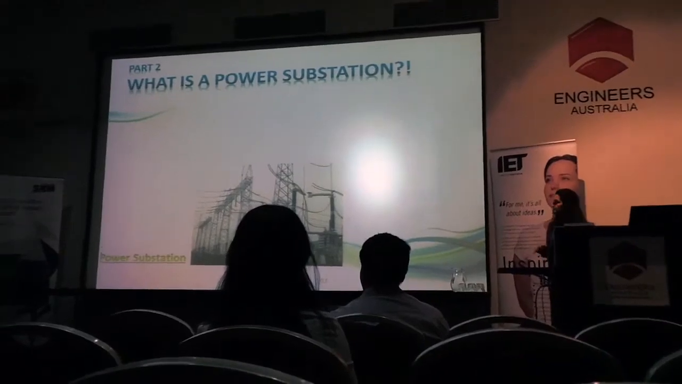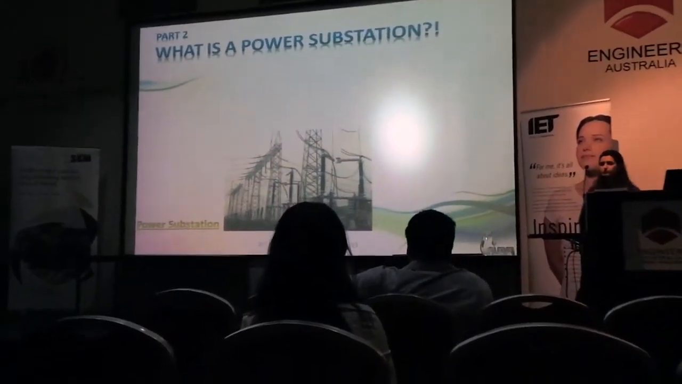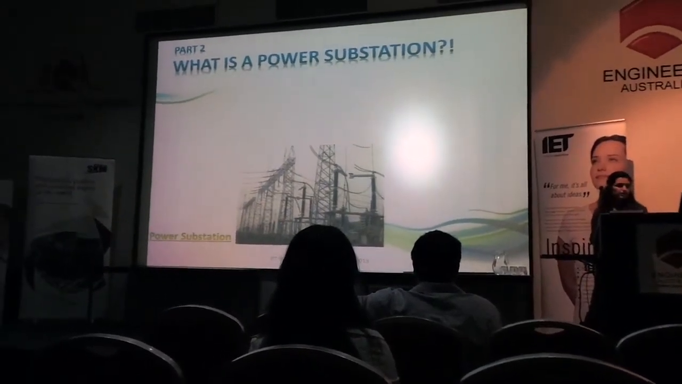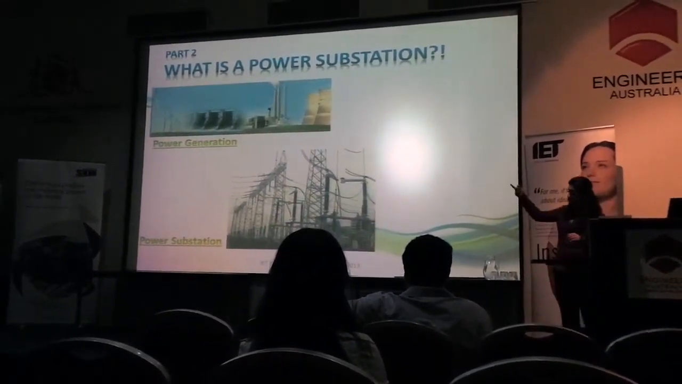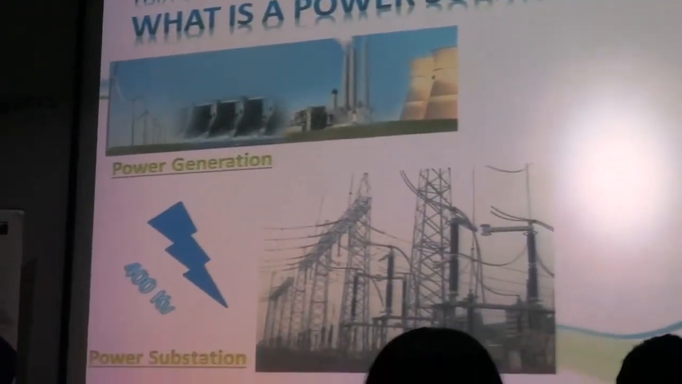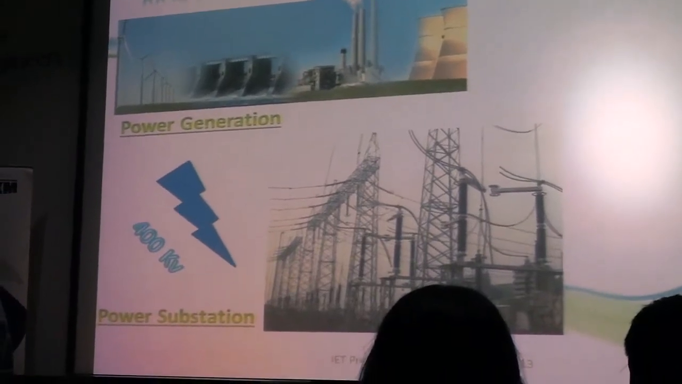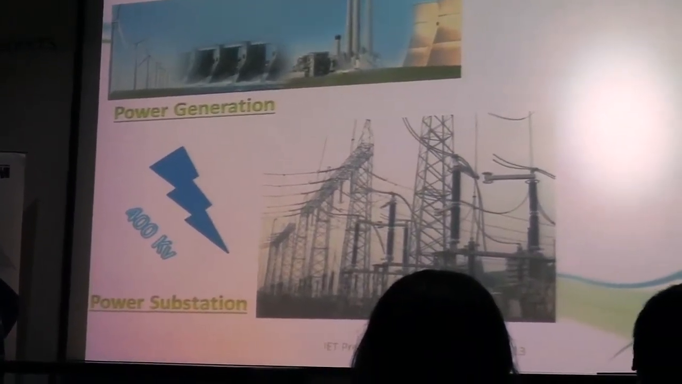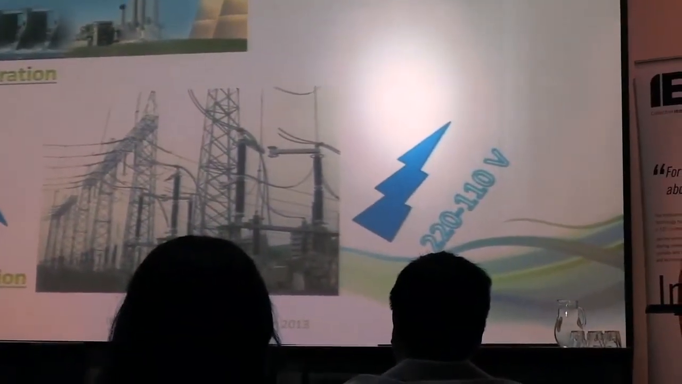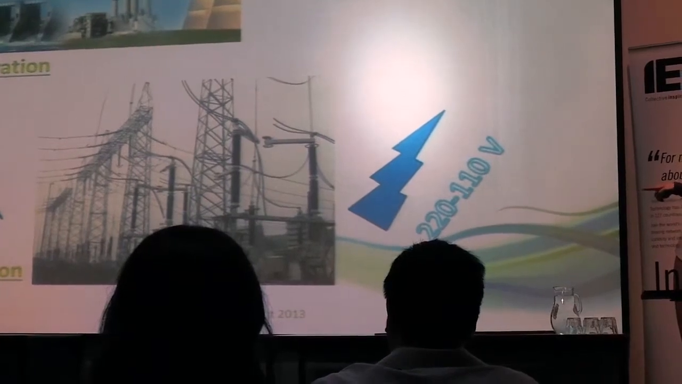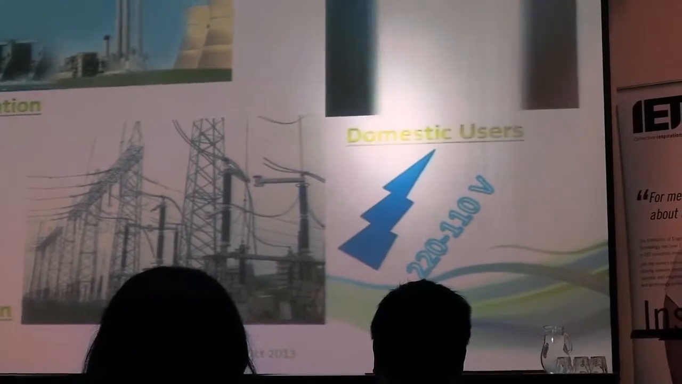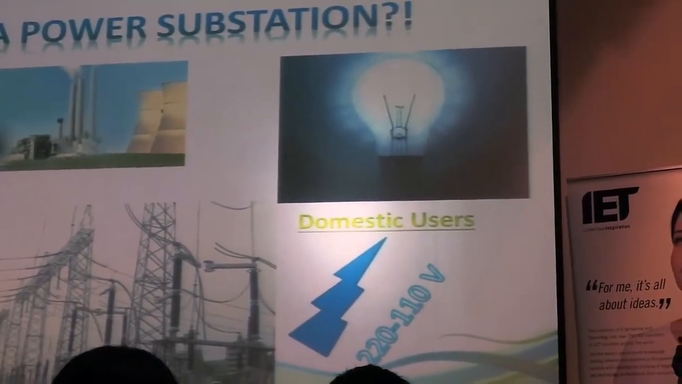As you may know, power substations are one of the most important parts of the electricity transmission network. The power produced in power generation has a very high voltage, about 400 kilovolts, and power substations are used to convert down the electricity to a low voltage, about 220 or 110 volts, which can be delivered to the houses and communities.